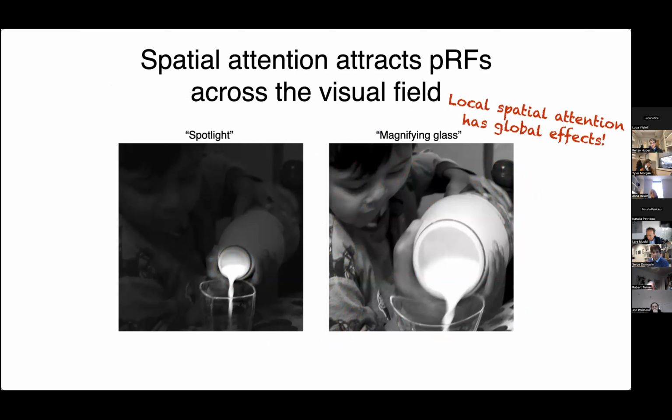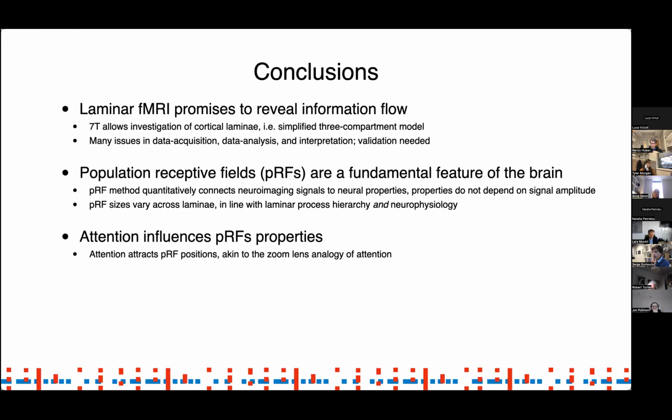So local attention actually changes the whole visual field organization throughout the visual hierarchy. And there are several papers where we showed that this is happening. And again, this is also inspired by neurophysiology. So I think this is a perfect way to say, look how attention actually varies across the cortical lamina, because it changes the positions. And this is, of course, something that we can measure also across cortical depth.